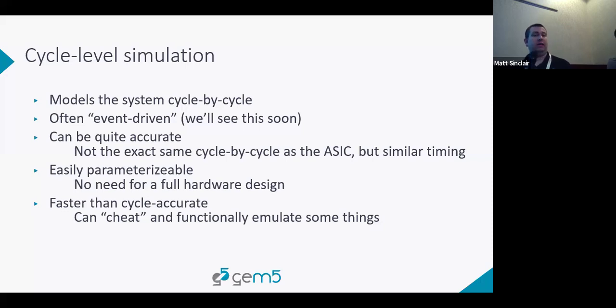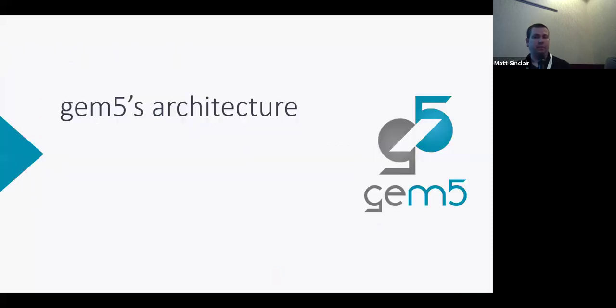In comparison, cycle level, because we're just trying to get those trends right, models the system cycle by cycle, usually in this event-driven way I've referred to a couple times. It's not the same as an ASIC, but you get similar timing. And the trade-off is that it's easily parameterizable. You don't need a full hardware design. And it's usually faster than cycle accurate because we're not modeling each and every one of those details. We can round off a few of the corners and trade them off to improve simulation time.